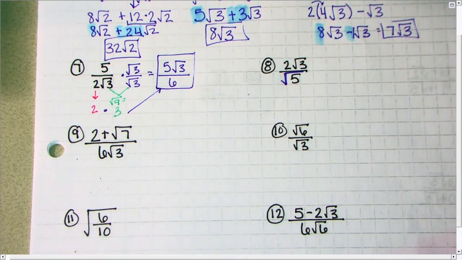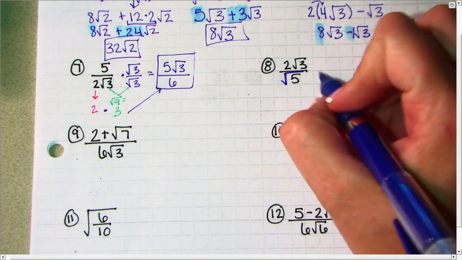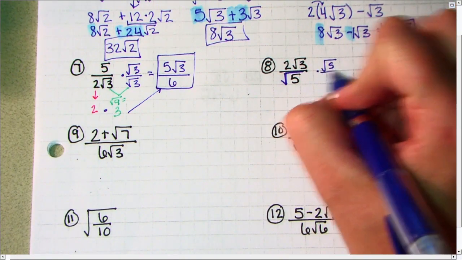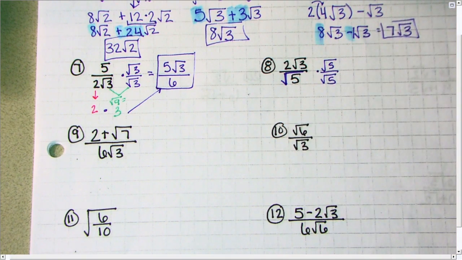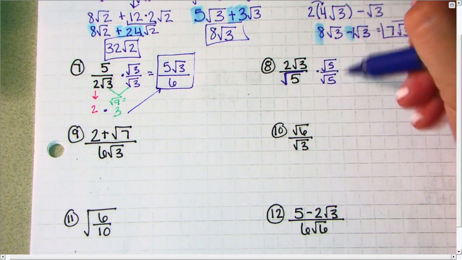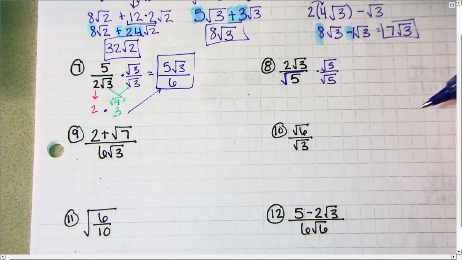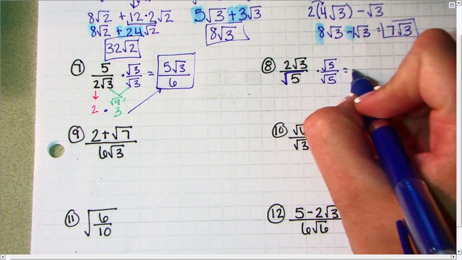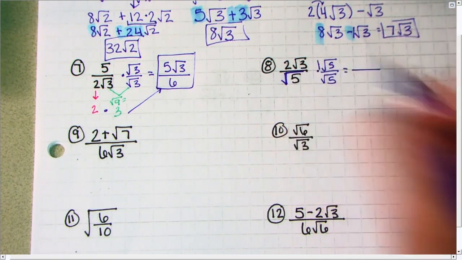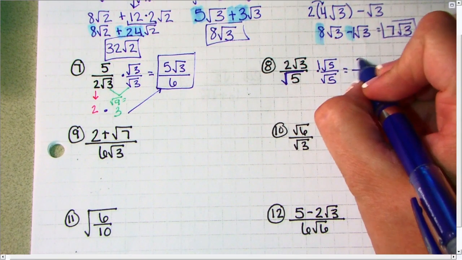In the denominator, I have the square root of 5, so I'm going to multiply the top and the bottom of this fraction by the square root of 5. Again, this fraction is just a 1. We're just changing the appearance. So let's go ahead and multiply. So 2 times, remember there's like a 1 out here. 2 times 1 is 2.